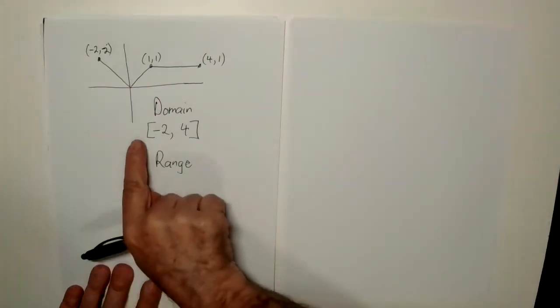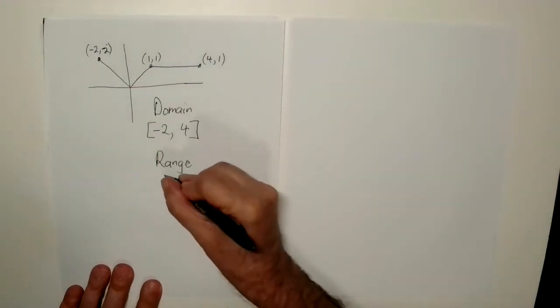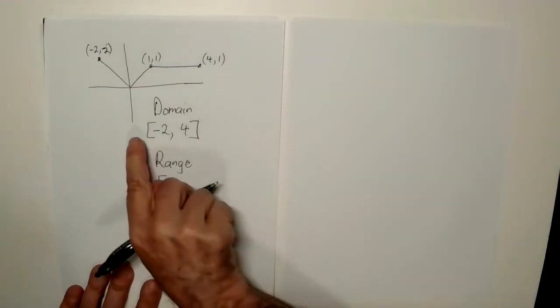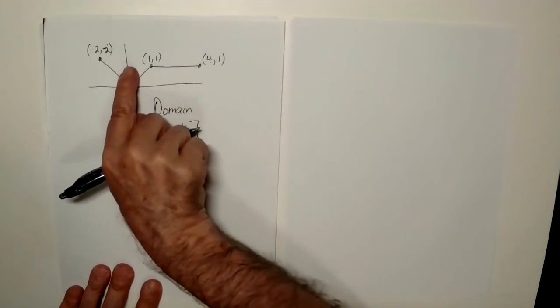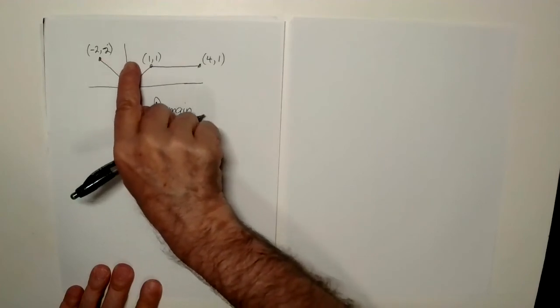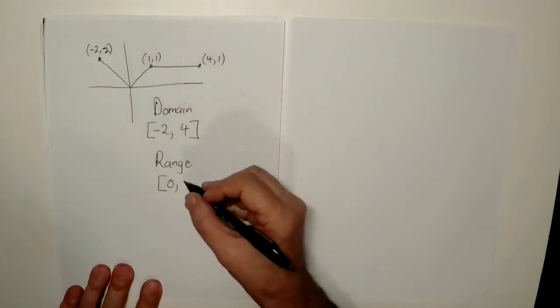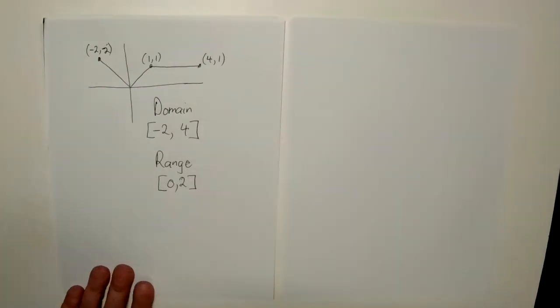Okay, what's the range? Well, again, we go up. We don't hit anything until 0. And then this piece over here shuts off at 1, but we've still got outputs over here until we get up to 2. So our range here is 0 to 2. So you can read the domain and range of a function off from its graph.